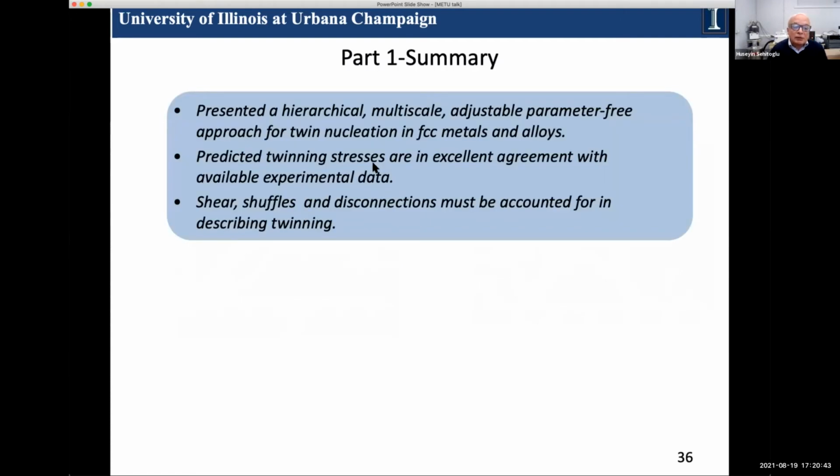Part one. We presented a hierarchical multi-scale adjustable parameter-free approach for twin nucleation in FCC metals and alloys. We are saying that shear, shuffle, and disconnection must be accounted for in describing twinning.